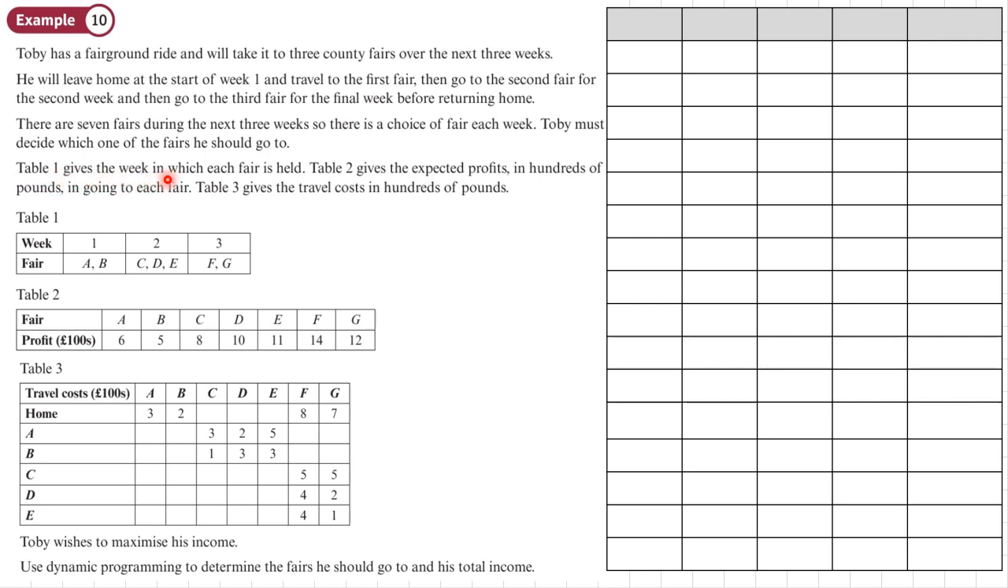Table 1, that's table 1 here, gives the week in which each fair is held. Table 2, that's this table here, gives the expected profits in hundreds of pounds in going to each fair. Table 3, this table down here, gives the travel costs in hundreds of pounds. Toby wishes to maximise his income. Use dynamic programming to determine the fairs he should go to and his total income.